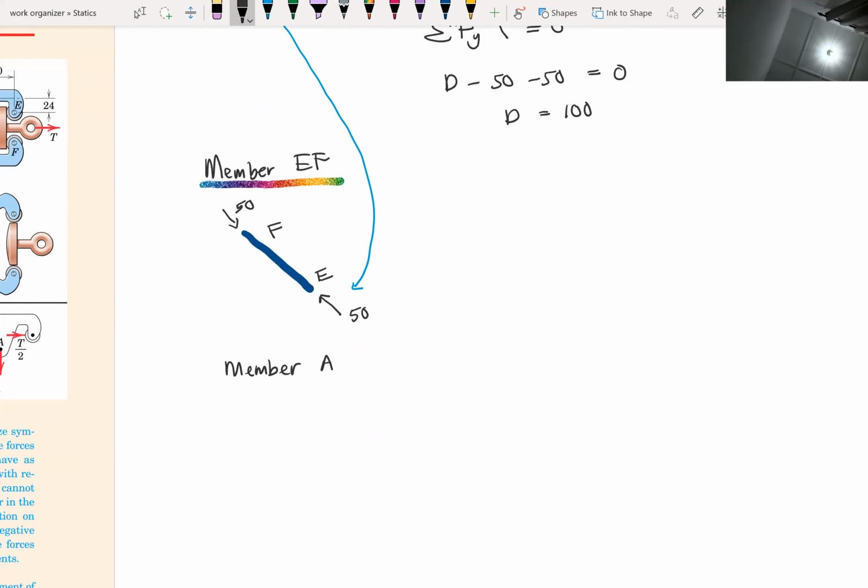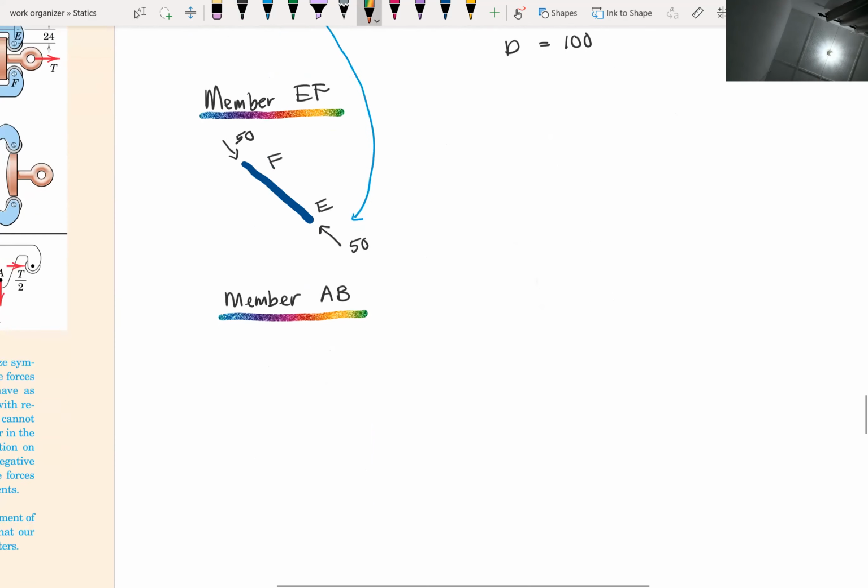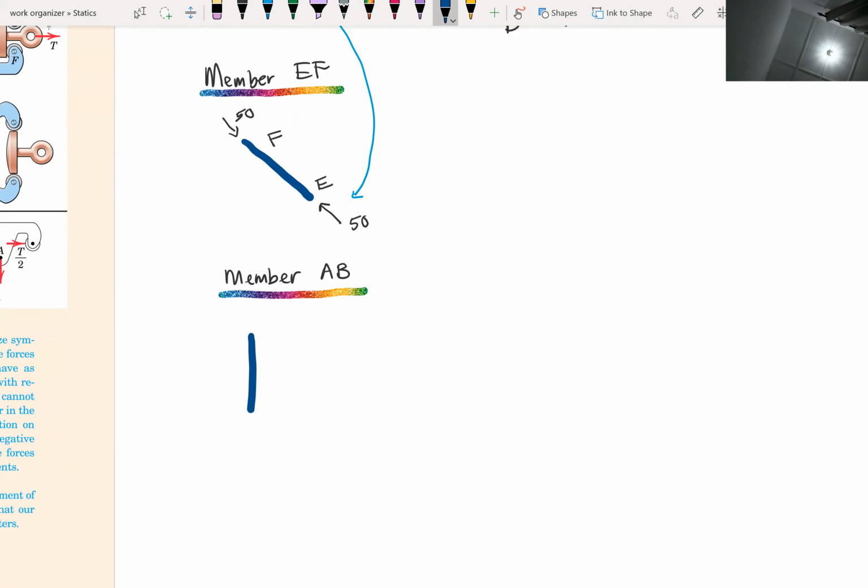Member AB. Okay, so member AB, we have a straight line. Okay, and then we have B, we have F in the middle. Okay, and then at the bottom we have A. Okay, so again, we just label the force that we know. This one we know it is 60. This one we don't know, label as AX.